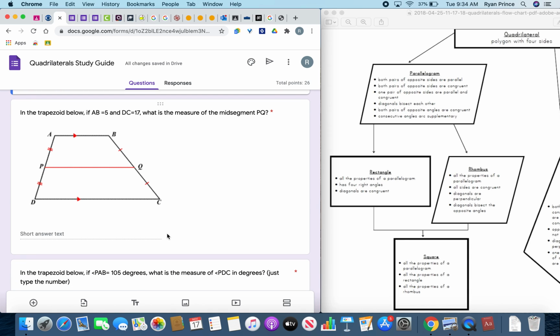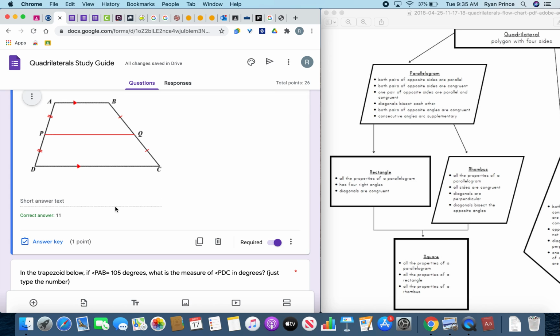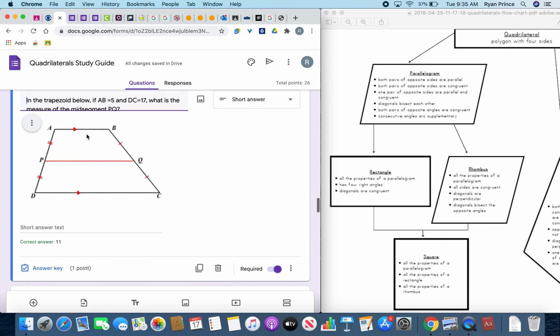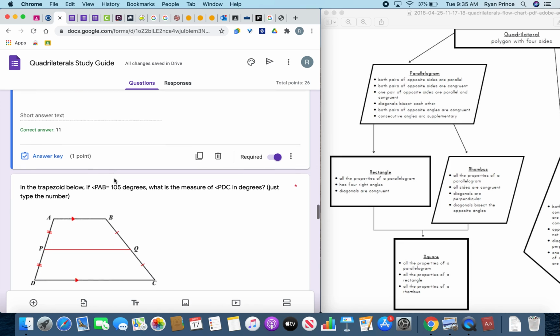Now we're looking at mid-segments of trapezoids. It says AB is 5, DC is 17. What is the measure of the mid-segment? You just take their average. 5 plus 17 is going to give you 22. 22 divided by 2 is going to be 11. So it should be 11 because it's the average of 5 and 17.